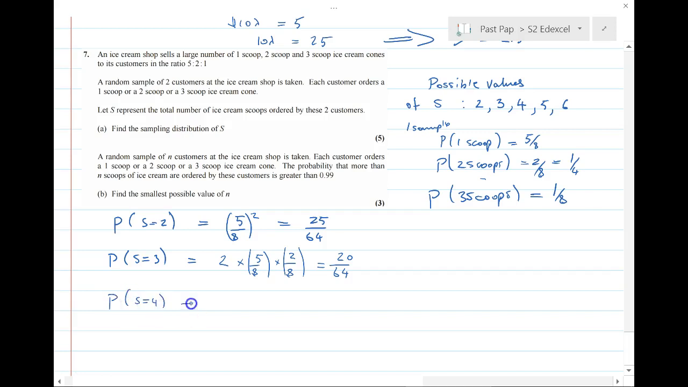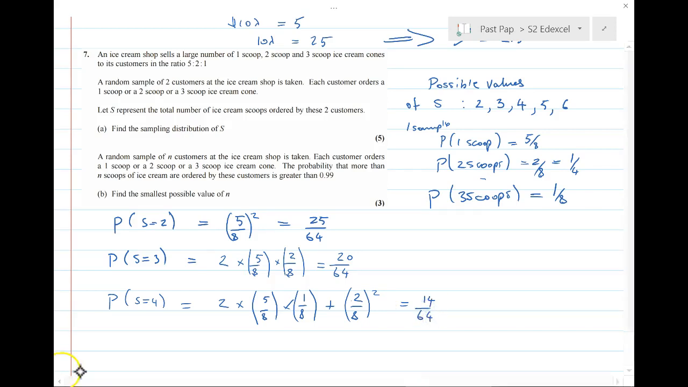Now be careful here, because obviously we could have two ways of doing it if they've got a 3 and a 1. We've got to double that, because it could be a 1 and a 3 or a 3 and a 1. So that's 2 times the probability of a 1, which is 5/8, times the probability of a 3, which is 1/8, plus the probability they both actually get a 2, which is (2/8) squared. Working all those out, this here will be 10/64, this will be 4/64, so that's 14/64.